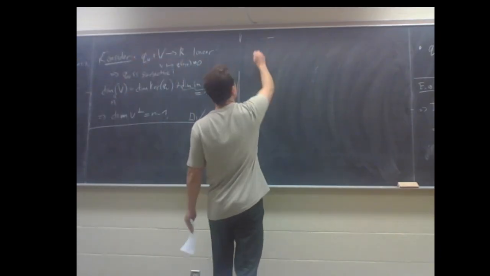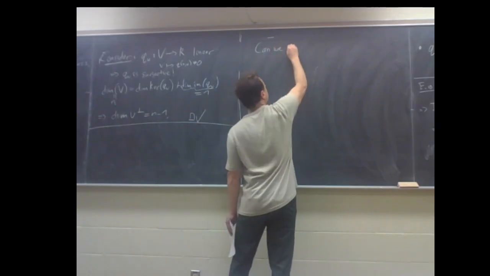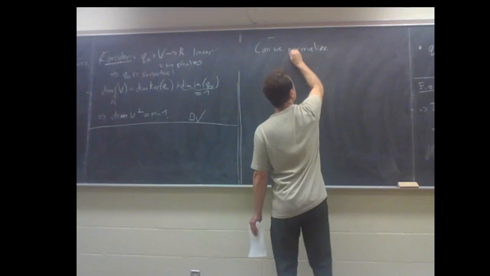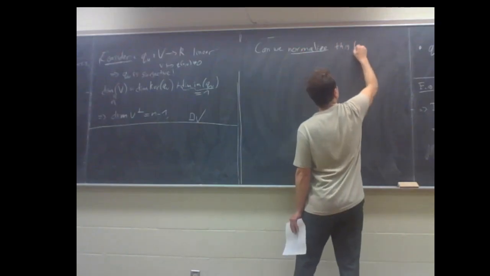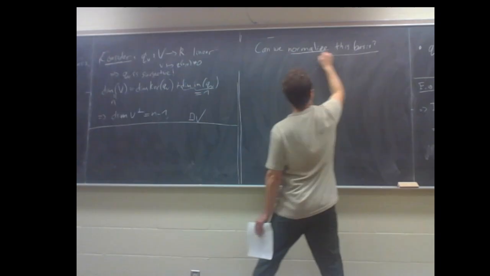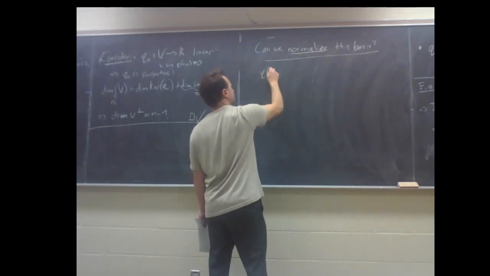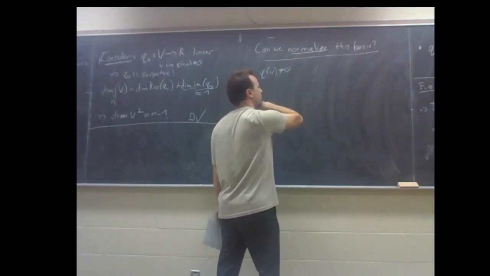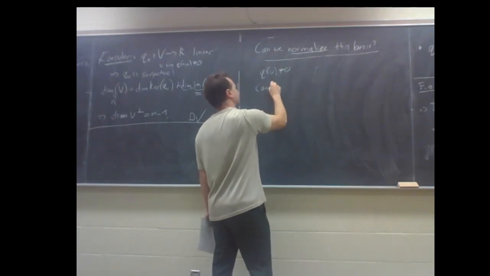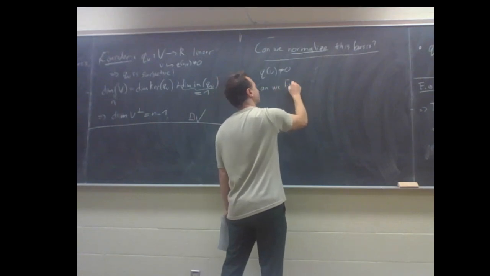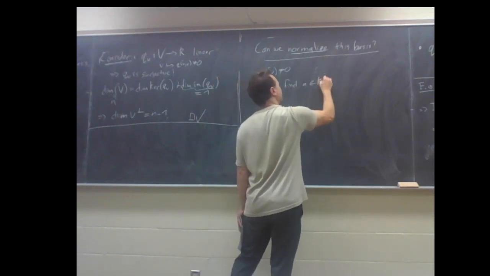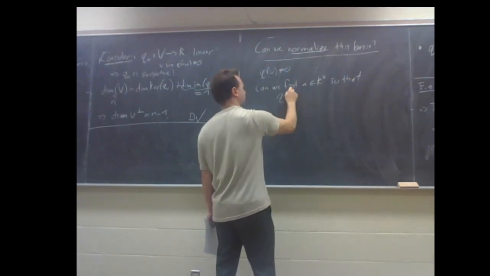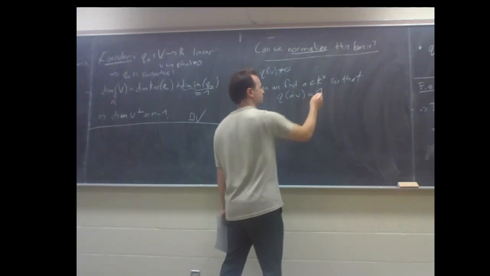Okay, so here's a question. Can we normalize this basis? So we have Q(v) not equal to 0. So what we'd like to do is, can we find an a, some non-zero scalar, so that Q of this new scaled vector is equal to 1?